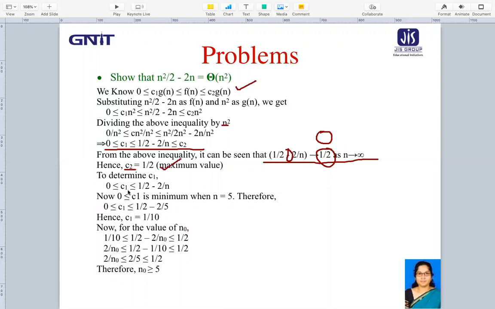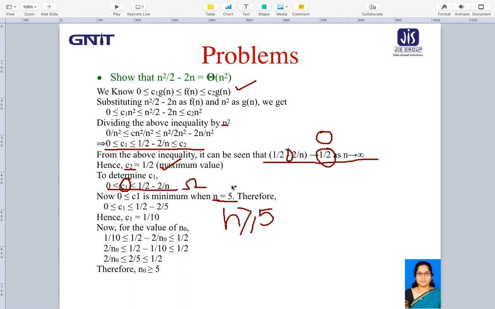So this is half. If we have to solve C1, then this is like an omega notation solving, and we have to find out the minimum value for C1. So we see that the minimum value for C1 can be achieved when the value of n is 5. You can do it for the values of n less than 5. You will find that the minimum value is achieved when n is 5. That is, when n is greater than or equal to 5, the value of 1 by 2 minus 2 by n keeps on increasing.